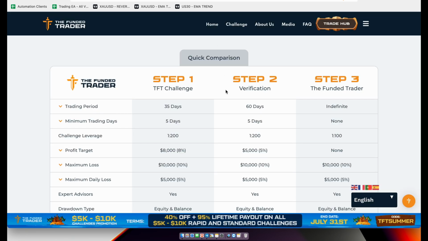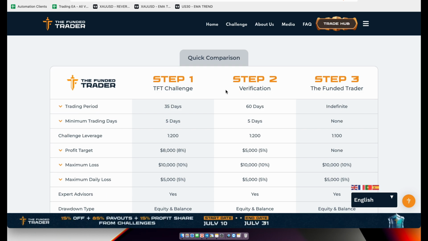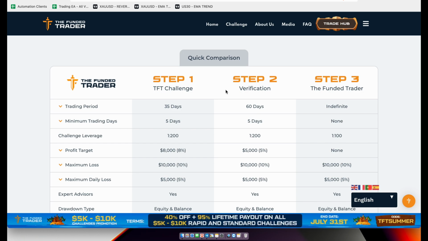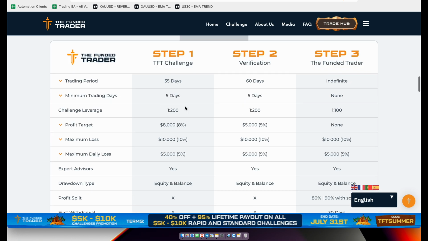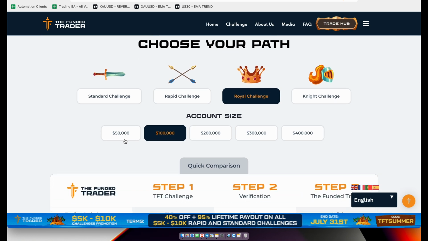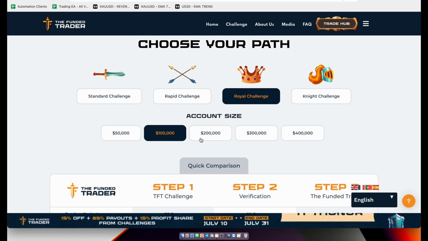All right, so for those of you guys that don't know what the Funded Trader is, it's just another prop firm, and we like this one because it's very reliable and very consistent with their payouts. They're very similar to FTMO, Fxify, and My Forex Funds. Their trading rules are very similar to all the other prop firms. They have accounts from 50,000 all the way up to 400,000. Now, I personally have a 400,000 account myself.